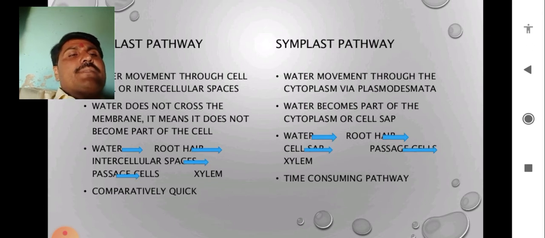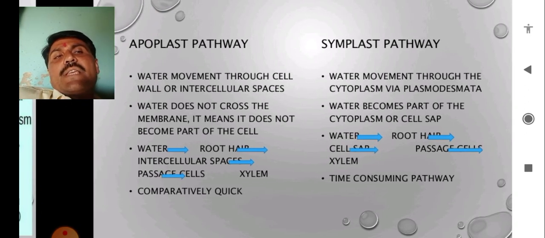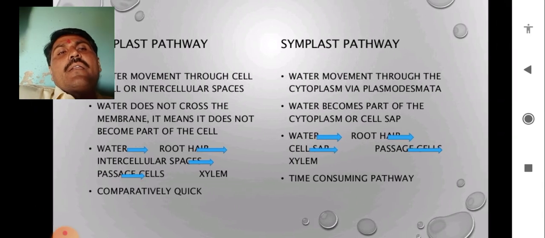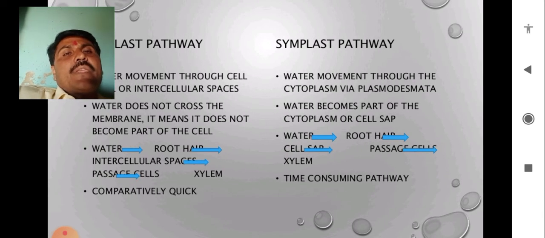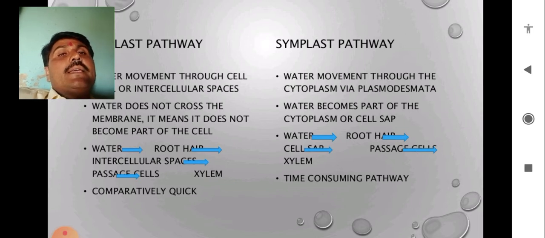While comparing these two pathways, we see that the apoplast pathway is movement through the cell wall or intercellular spaces. Now, what are intercellular spaces? Spaces which occur between two cells. On the other hand, the symplastic pathway takes place through the cytoplasm via plasmodesmata.